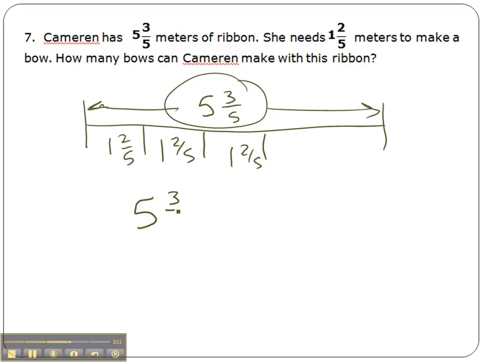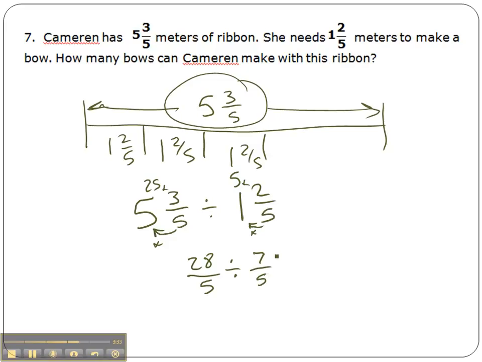So 5 3/5 divided by 1 2/5. And first thing we need to do is make these mixed numbers into improper fractions. 5 times 5 is 25, plus 3 is 28. So 28/5 divided by, 5 times 1 is 5, plus 2 is 7, 7/5. Dividing fractions is easy as pie, just flip the second fraction, so that's 5/7, and multiply. We don't change the first fraction.